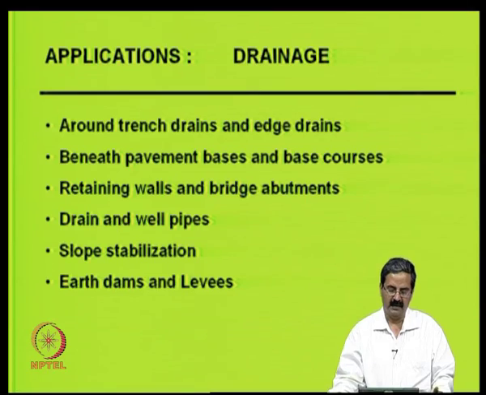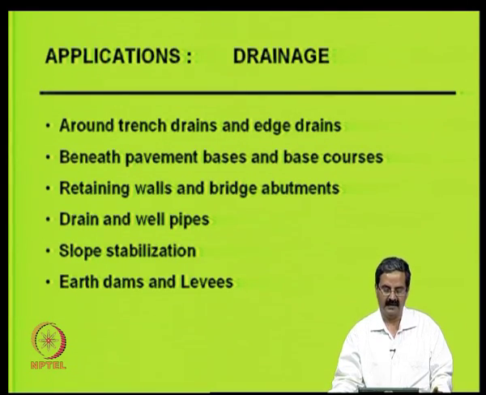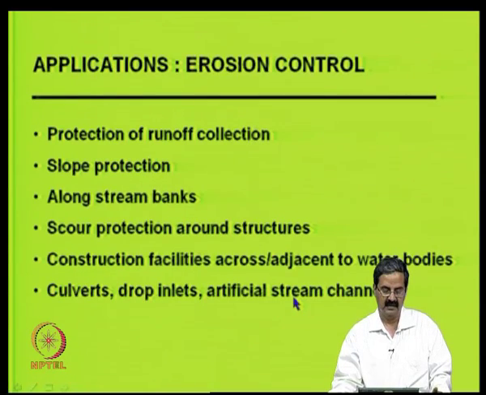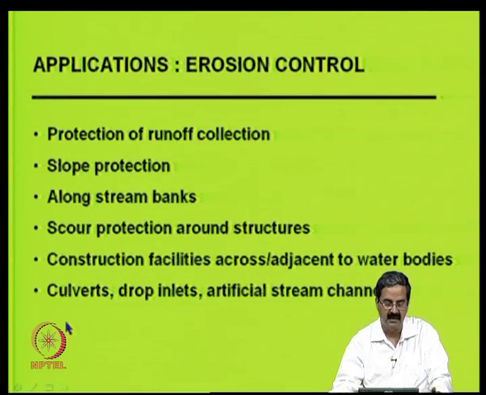Where do you use them? Applications are too many. Whenever there is a water flow, and if you want to make it properly flowing, we should use drainage. Having good drainage functions is important. So, beneath pavement bases and base courses, retaining walls and bridge abutments, drain and well pipes, slope stabilization, earth dams and levees, many. Like erosion control, runoff collection, slope protection along stream banks, scour protection around structures, construction facilities across and adjacent to water bodies, culverts, drop inlets, artificial stream channels, etc.